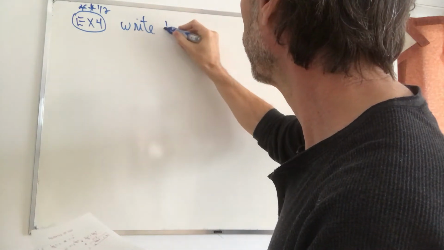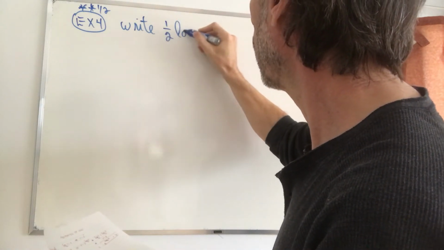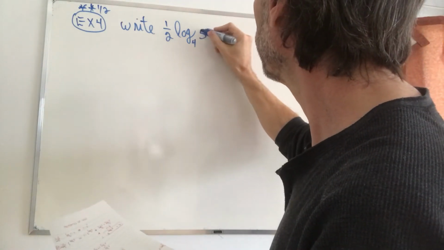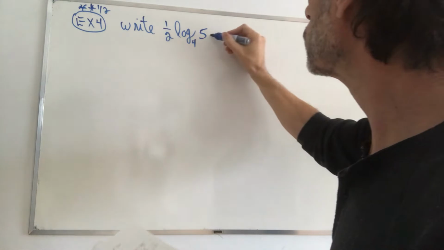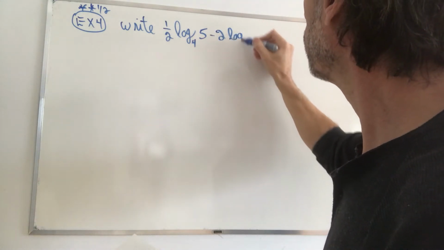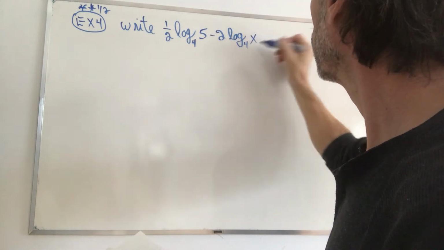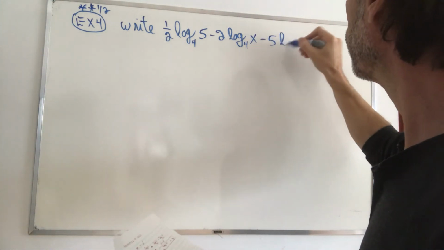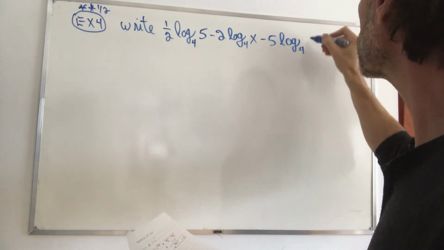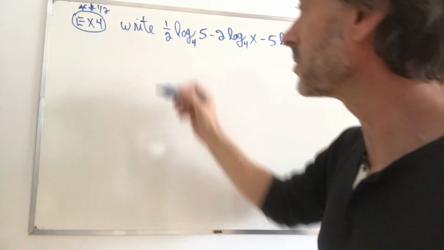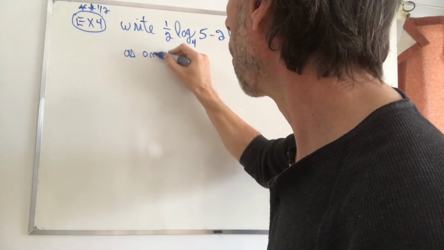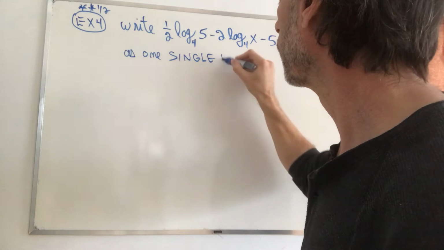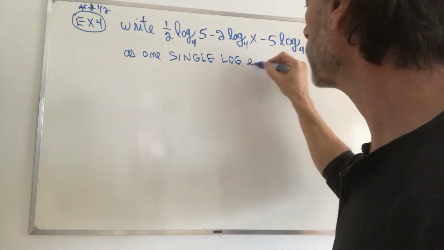1/2 log base 4 of 5 minus 2 log base 4 of x minus 5 log base 4 of y. Write all this as one single log expression.